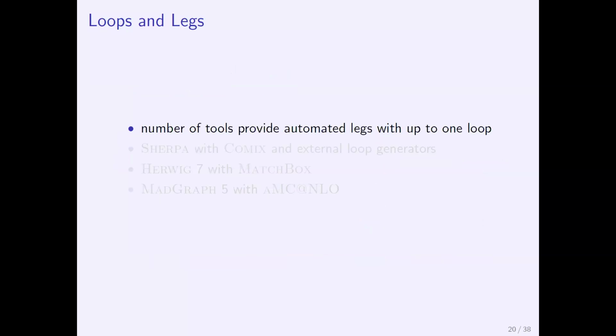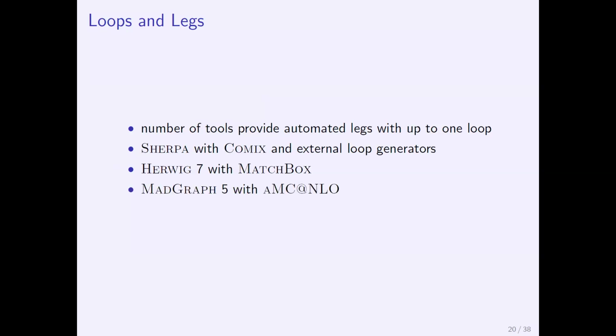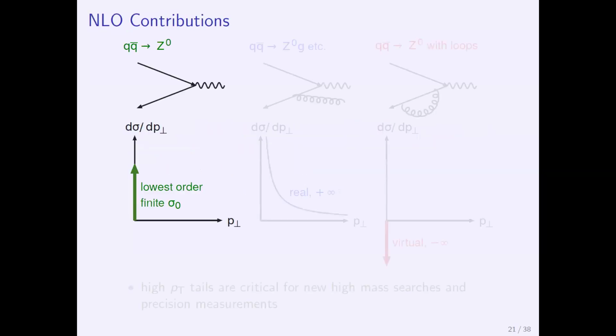Okay, so the number of tools providing this is relatively high in terms of automation. And I went over some of them. So for example, with Sherpa, this is done with Comix. With Herwig, this is done with Matchbox. And then with MadGraph, this is done with aMC@NLO. And so in MadGraph 5, this is now fully integrated with aMC@NLO. So this is how it's done. Okay, so this is loops and legs.